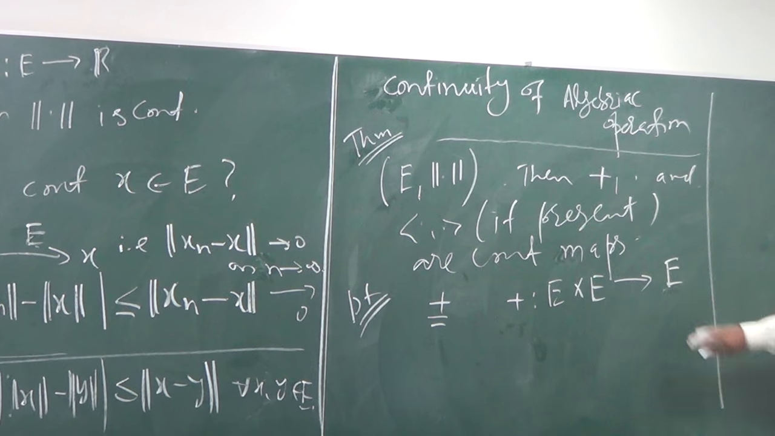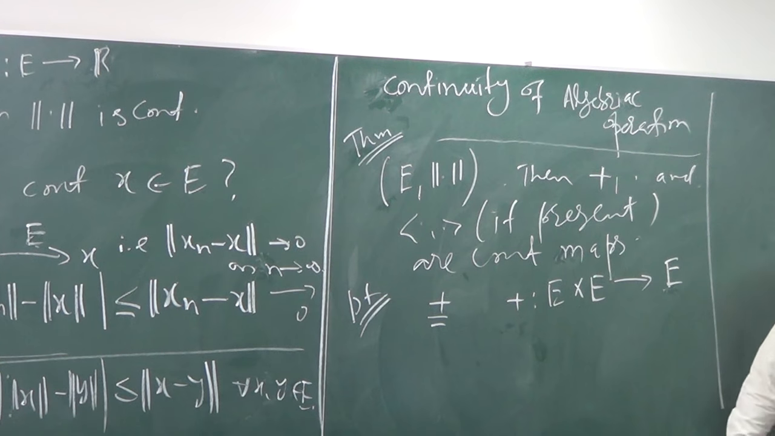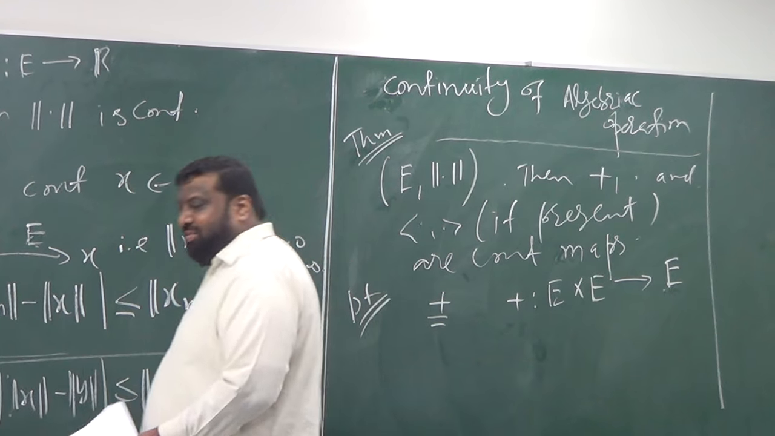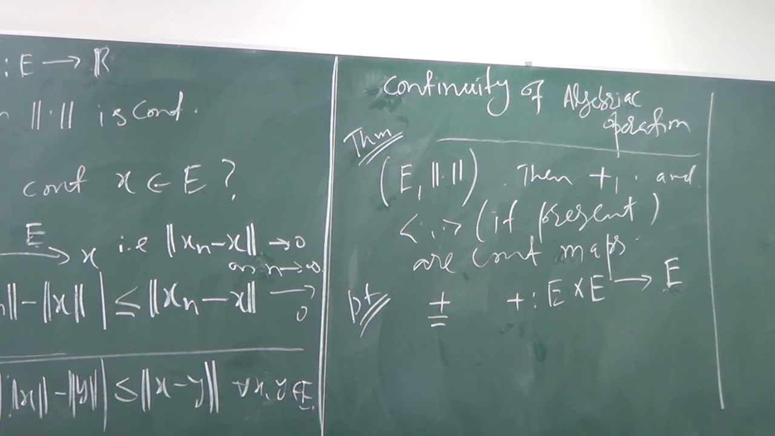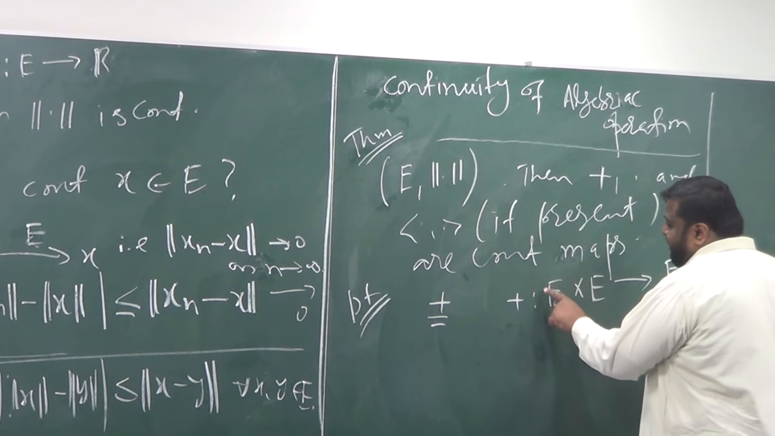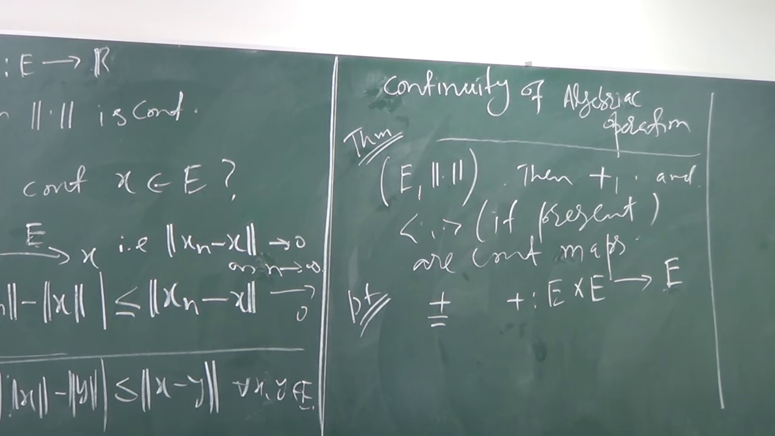Now here's the question. What should be the topology on E cross E? We have a topology on E in the form of a norm. So obviously it's going to be in terms of this norm. This norm is going to induce a norm on E cross E. So the product of two normed spaces is a normed space. You can show it.